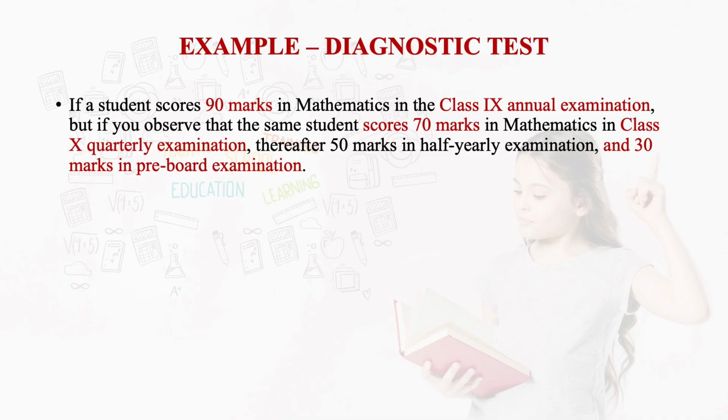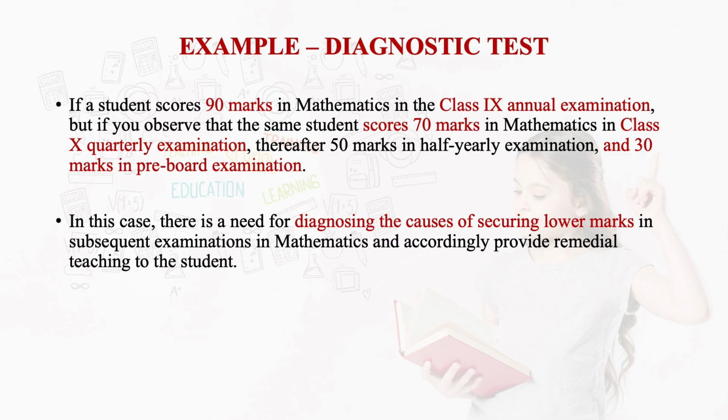An example we can discuss here: if a student scores 90 marks in mathematics in class 9th annual examination, but as a teacher you observe that the same student scored 70 marks in mathematics in class 10th quarterly examination, then it becomes 50 in half yearly examination, then further it reduced and becomes 30 marks in pre-board examination. You see it starts from 90, then reaches 70, then 50, then 30.